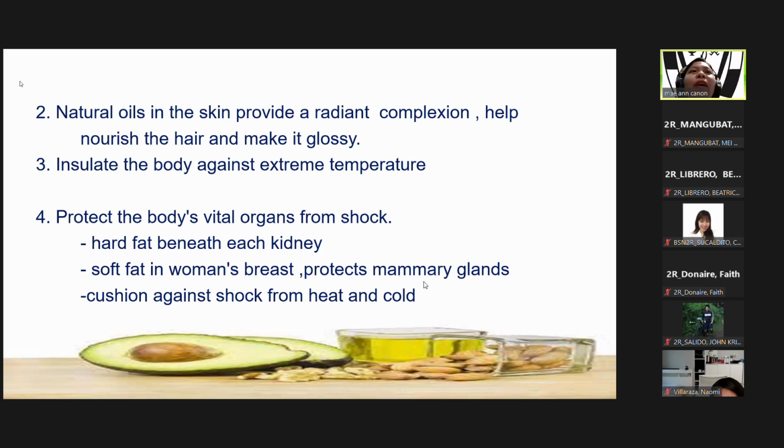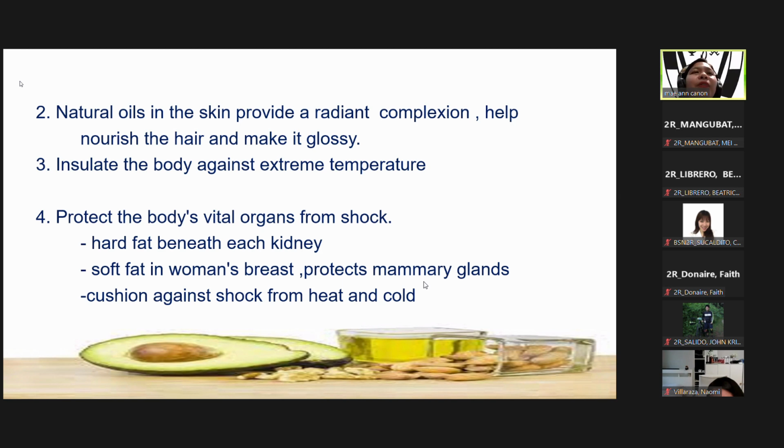Okay, it's a natural oil in the skin. Okay, it helps nourish the hair and make it glossy. It insulates the body against extreme temperature. As I said, when we are gifted in weight, we do not easily feel cold, compared to those who are thin, skinny.